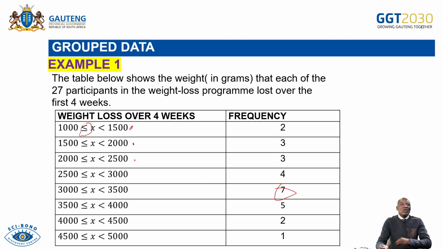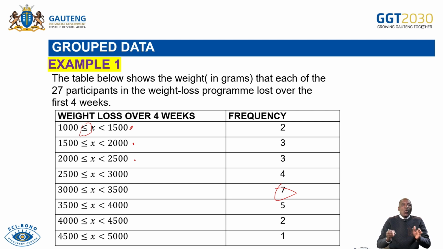Only they know what they lost, because the data collector simply said, those who lost between 1,000 and 1,500 stand there. We saw 2 people moving. Between 1,500 and 2,000 stand there. We saw 3 moving. It's only them who know what they lost.